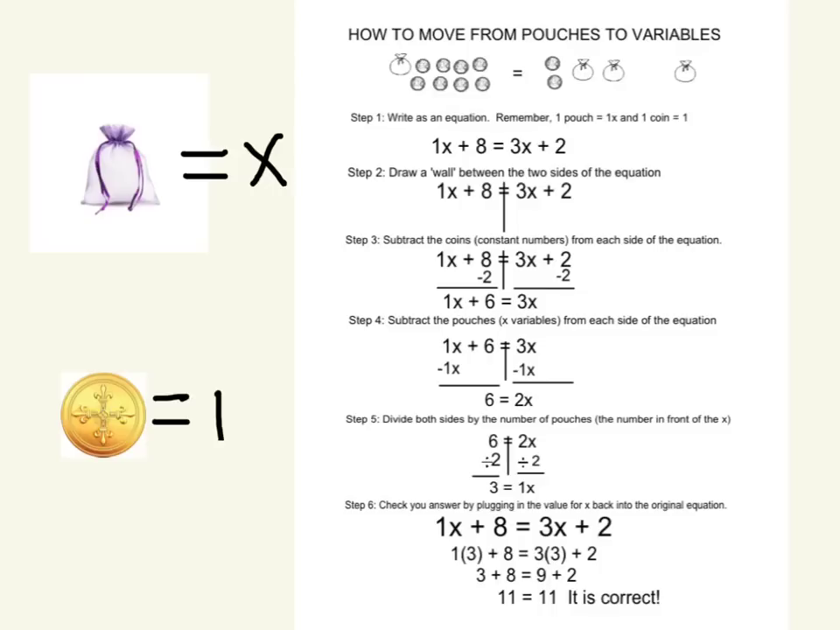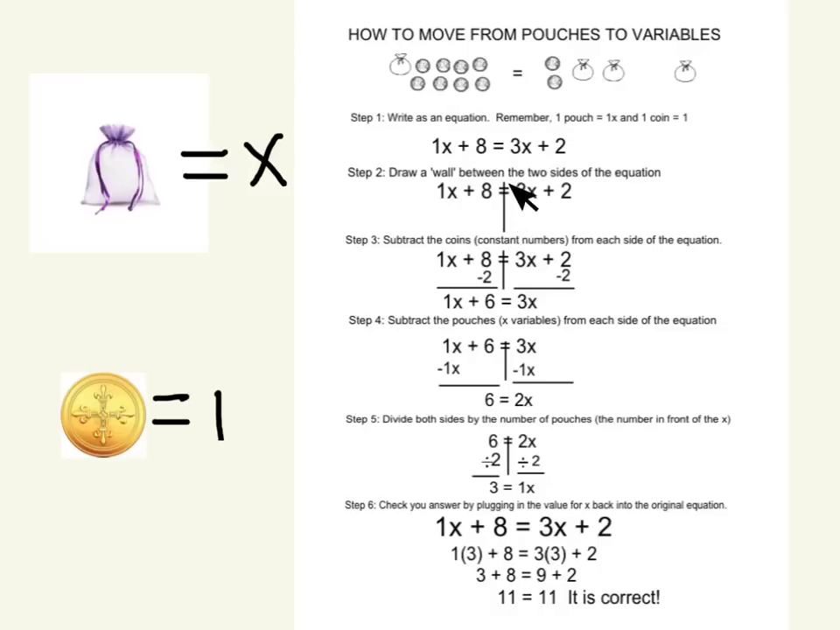So in our problem here at the top, we have one pouch represented by this 1X. We have 8 coins represented by the number 8. To the right, we have our 1, 2, 3 pouches represented with the 3X, and the 1, 2 coins represented with the number 2. The second step is to draw the wall between the two sides of the equation.